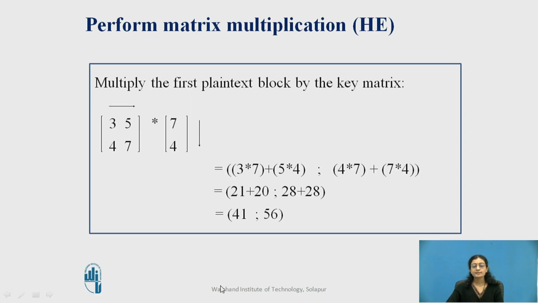Now the next step is to perform matrix multiplication. Here is our key which is provided to us, and 7 and 4 is the matrix which represents H and E. When we do matrix multiplication, we do it as per the arrows shown. So 3 into 7 plus 5 into 4, and then 4 into 7 plus 7 into 4. After this matrix multiplication, what we get is 41 and 56.